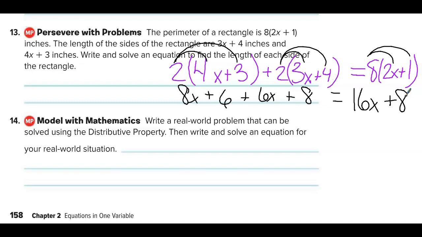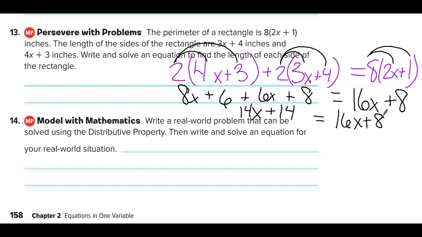Okay, so I need to combine my like terms, like Landon was saying. If I have 8x's and 6x's and they're both on the same side, how many total x's do you have? 14. Okay, so I have 14x. And if I have 6 plus 8, that's also 14. So I have 14x plus 14, and that still equals 16x plus 8. What would I do next?